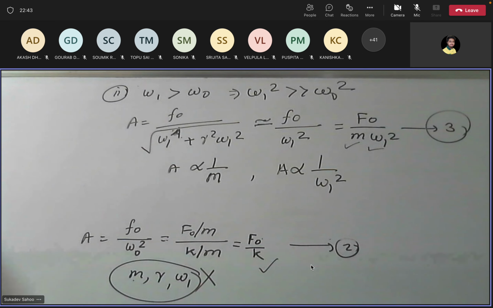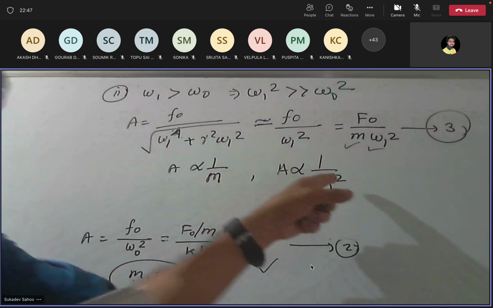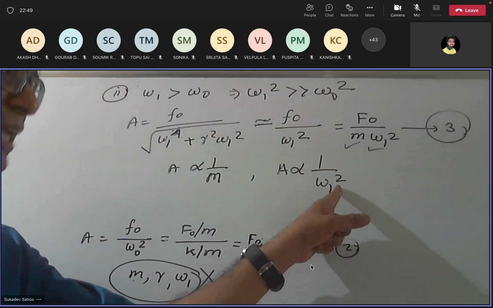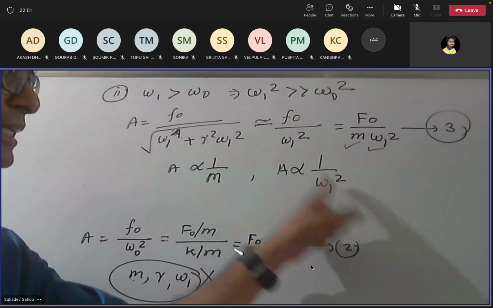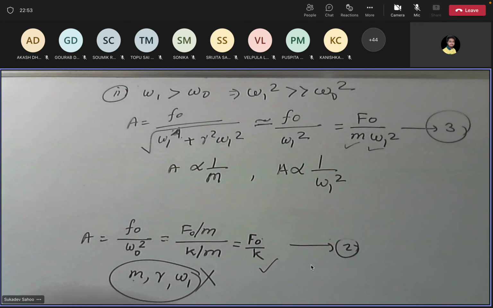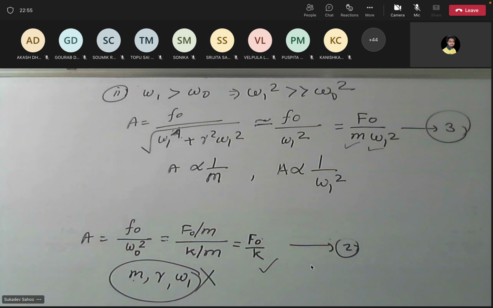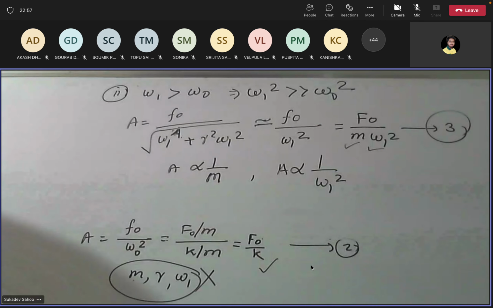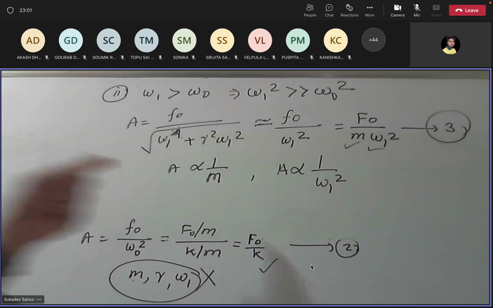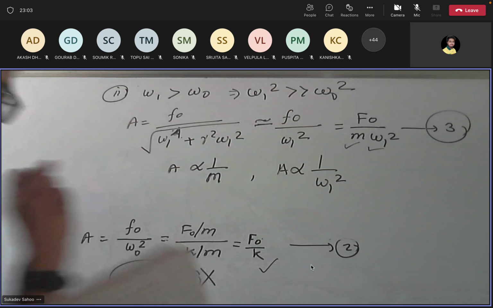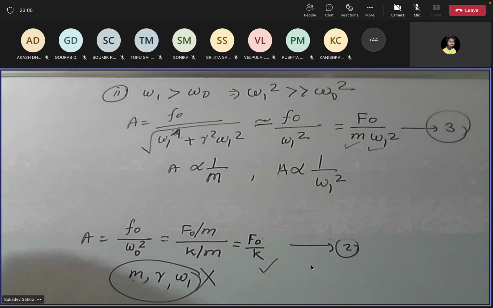So we can say that the amplitude continuously decreases with the frequency omega 1. As the frequency of the driving force increases, the amplitude will decrease. So the amplitude continuously decreases with the frequency omega 1 of the external periodic force. Also, the amplitude depends upon mass, it is inversely proportional.